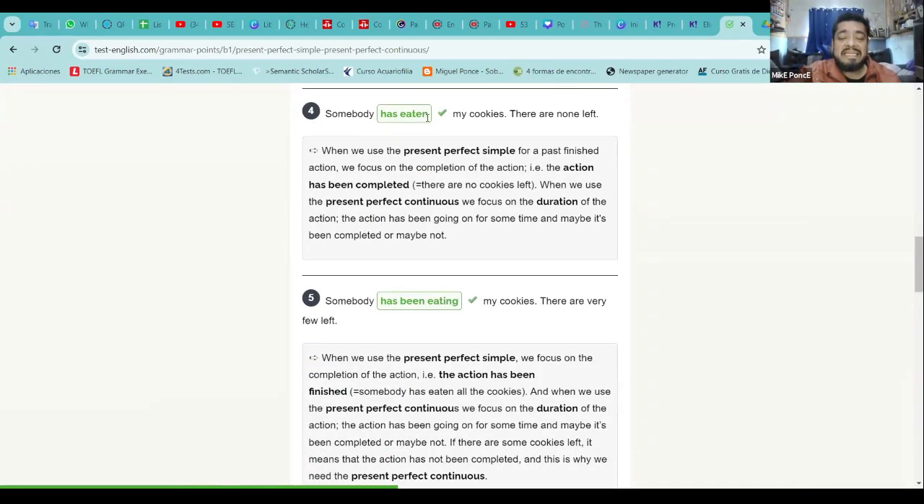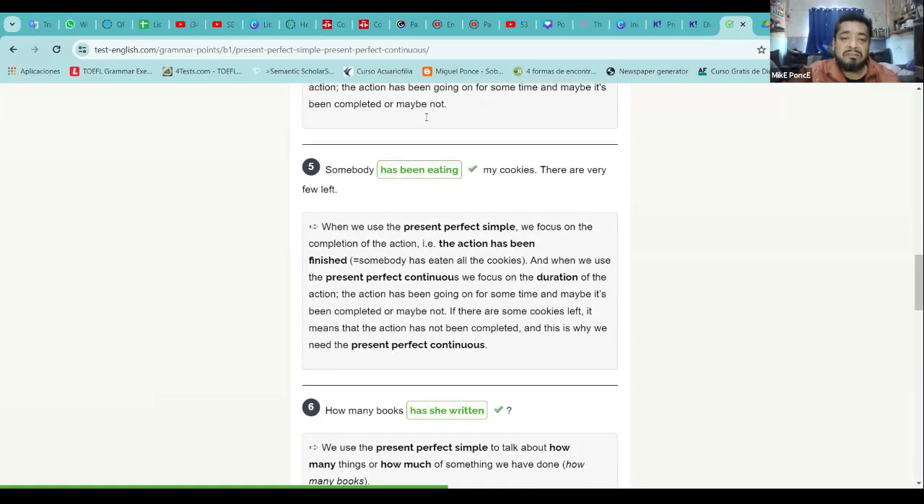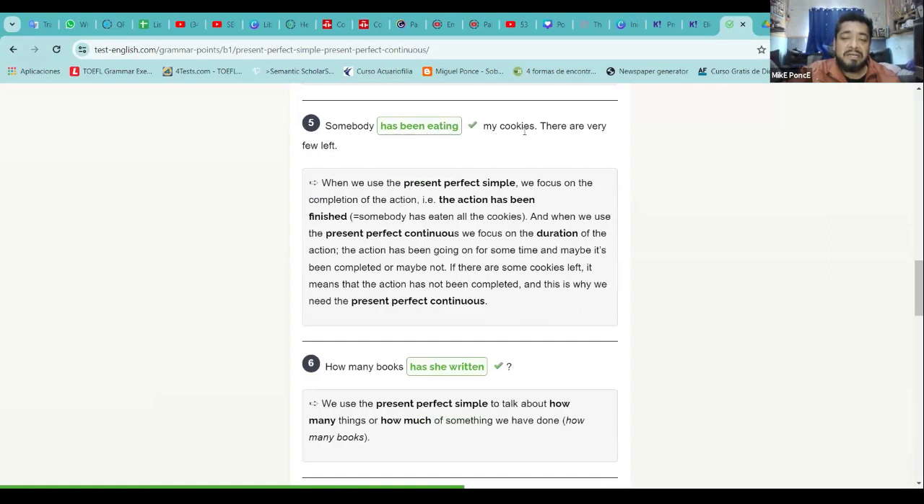Number 4, somebody has eaten my cookies. There are none left. In this case, we mentioned someone has done that in the past and it's not a continuous action in this moment. But somebody has been eating my cookies. In number 5, there are very few left. Because they are not over, we can use the present perfect continuous, has been eating. As a matter of fact, you can see the explanation here why we use the different tenses. You can read this carefully, just if you want to know more.